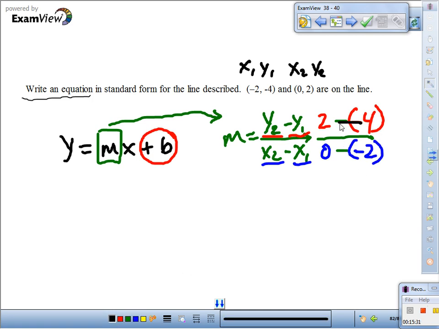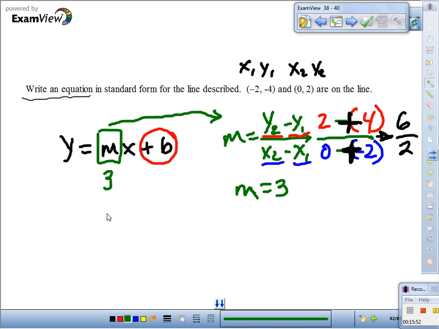What is negative times a negative? Positive and positive. Therefore, this is, let's see, 4 plus 2, that's 6. And 0 plus 2, that's 2. What is 6 divided by 2? M equals 3. For right now, we leave it like that, not in a fraction form. We substitute in here. That's 3.